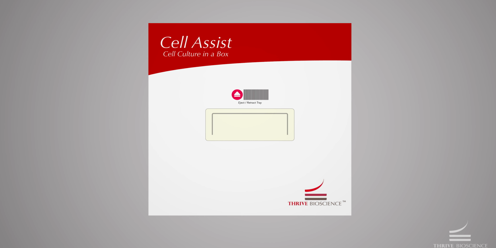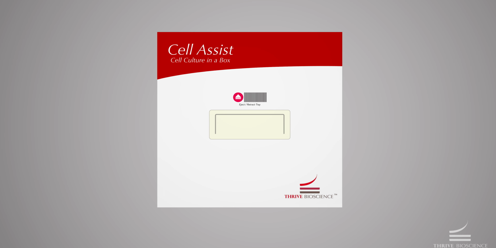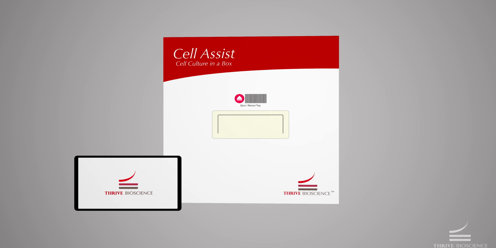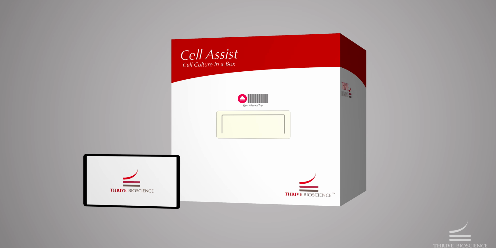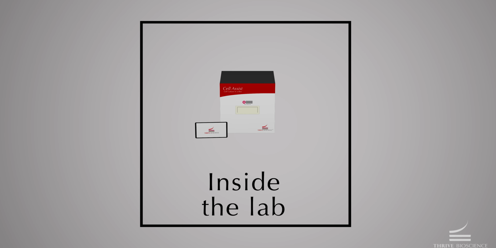The CellAssist system consists of two main components. The first component is the CellAssist instrument. It's operated by the included tablet, which allows you to set up your projects and review images within minutes of starting a scan. The instrument sits in the cell culture lab and captures all of the images and data.